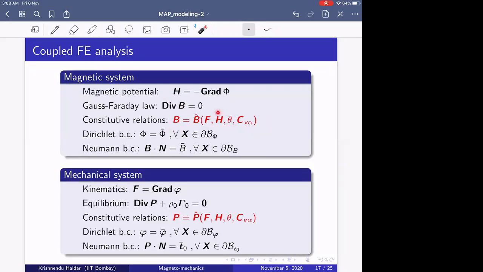This is the constitutive response that we just calibrated from the experiment. So this is coming from the modeling, and the rest of the things are standard. You have Dirichlet boundary condition and Neumann boundary condition. So here is the coupling. You see your deformation gradient is sitting here, so your magnetic system is already coupled with your mechanical system. Along the same line, in the mechanical constitutive relation, you have this H sitting. So even to solve this boundary value problem, everything is coupled. This is a standard procedure.